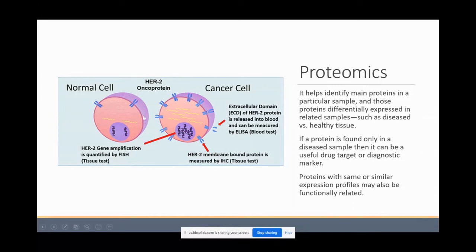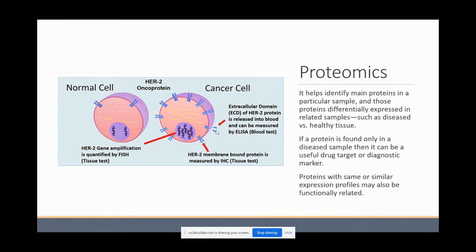So for example, here we're looking at a normal cell versus a cancer cell and a particular protein called the HER2 protein. Both of these cells make the HER2 protein. They have the genetic code to make it, and they both make it. But in cancer cells, it was found that this protein is amplified, meaning there is much more of it. And you could figure this out in a proteomics study, right? You could say, here's my healthy tissue, here's my cancer tissue. Hey, this HER2 protein is way more elevated in the cancer cell. This can act as a biomarker.